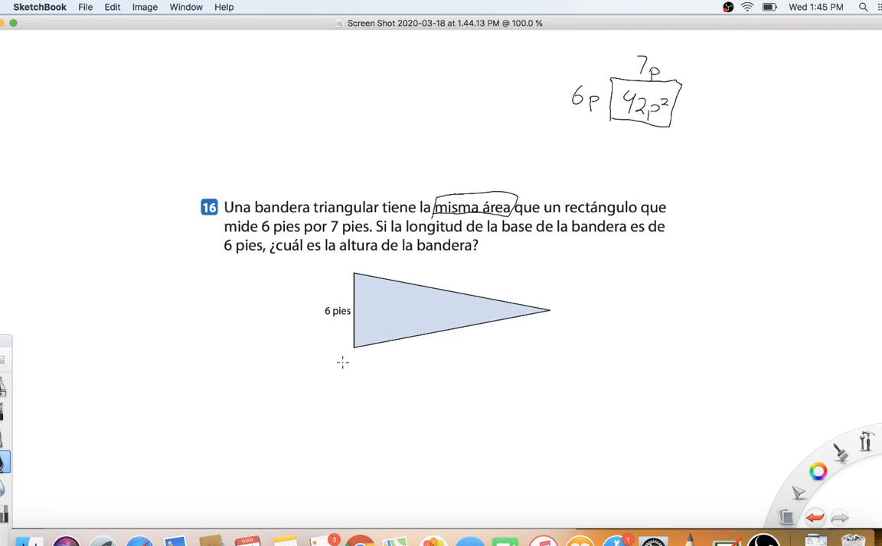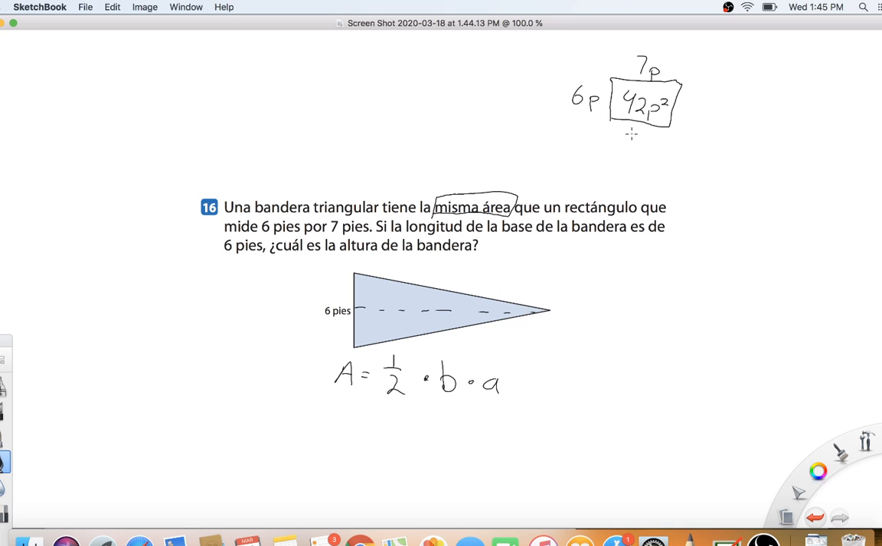Pero el área del triángulo tiene que ser 42 porque es la misma área. El área del triángulo es la mitad de la base por la altura. Sabemos la base, pero no sabemos la altura. La altura es esta parte. Así que cuando encontremos este número, vamos a poder ver cuál es la altura.